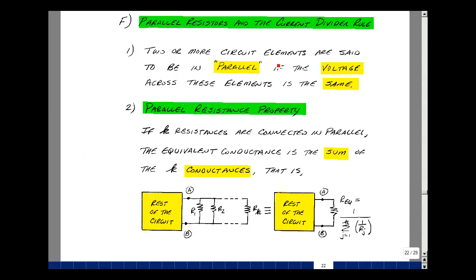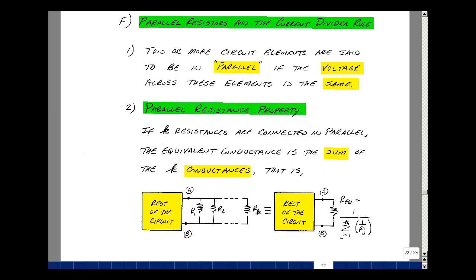Two or more circuit elements are said to be in parallel if the voltage across these elements is the same. This leads to a property called the parallel resistance property. Let me just state it. If K resistances are connected in parallel, the equivalent conductance is the sum of the K conductances.